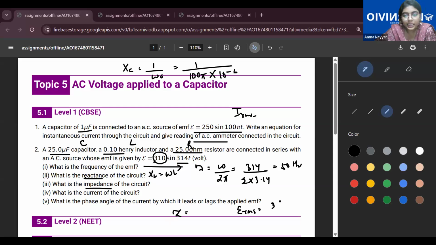ERMS will be 310 divided by root 2, E naught divided by root 2. And current IRMS will be this ERMS, which you will calculate from this side, divided by the Z value which is calculated in the third part. And this should be remembered by you that this is pi by 2, which is 90.